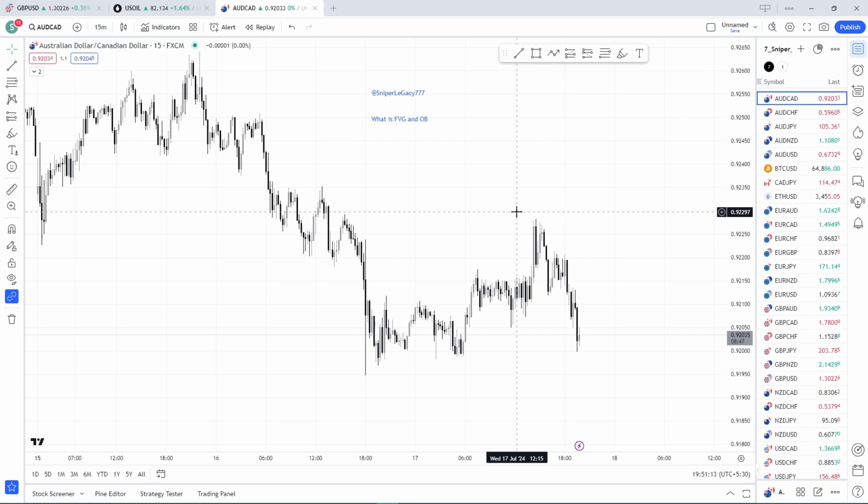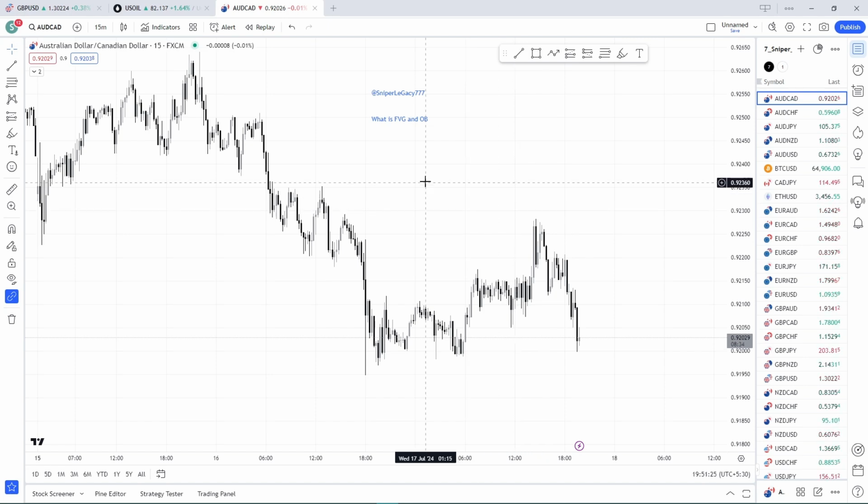So in today's video we will talk about what is FVG and OB. The abbreviation of FVG is fair value gap and OB is order block. So what is FVG and what is OB? The gap between three consecutive candles. The gap between the first and the third candle in our three consecutive candles is called FVG. This might seem confusing. Let us hop on to the charts and I'll show you what is FVG.